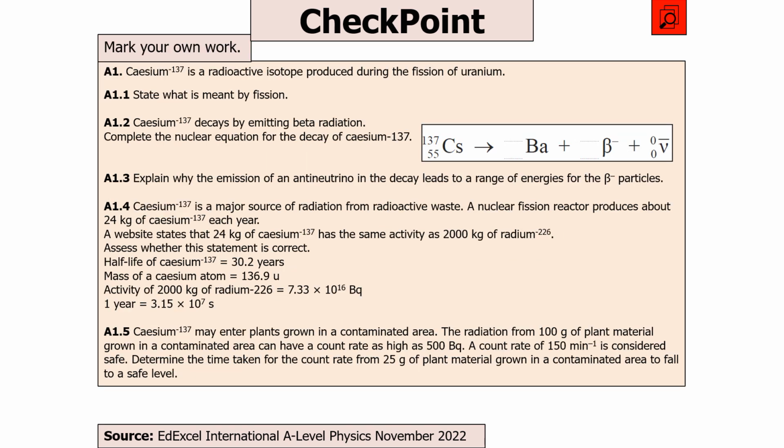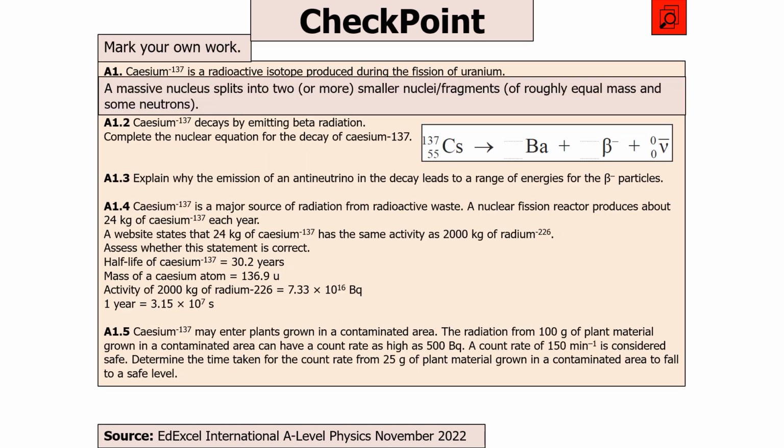Right, so what is meant by fission? That is when a massive nucleus splits into 2 or more smaller fragments of roughly equal mass, and you'll also produce some neutrons as well.